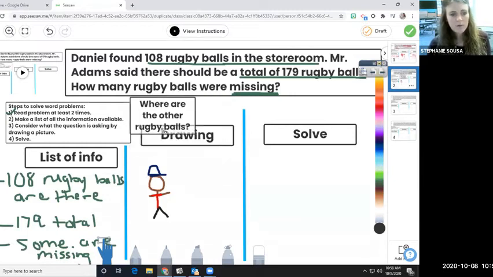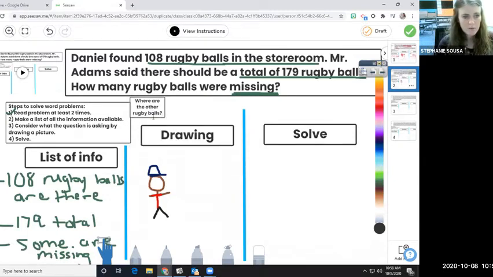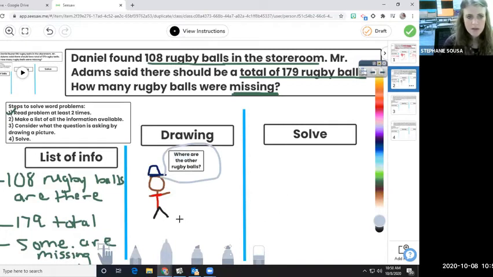Which is exactly what we say when something's missing, right? When we're missing something, don't we say, where is it? I can't find it. Where did that go? So where are the rugby balls? That's what the coach is asking. He said there's supposed to be 179. There's only 108. So where in the world did these go? Go ahead and draw yourself a picture that helps you understand that some of the rugby balls are missing.